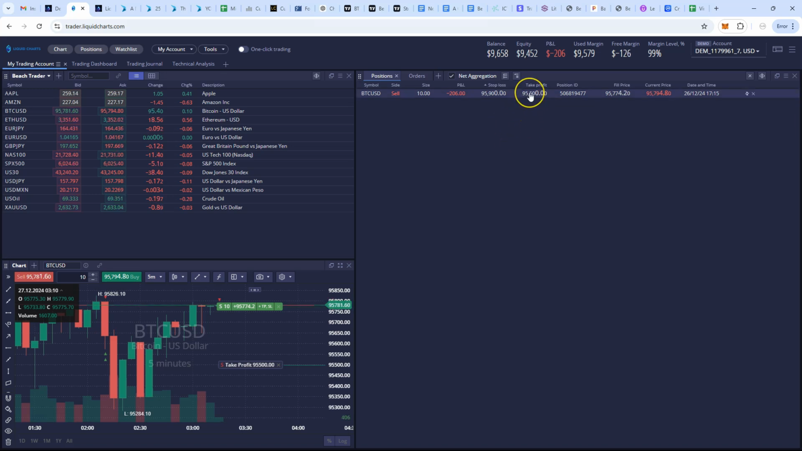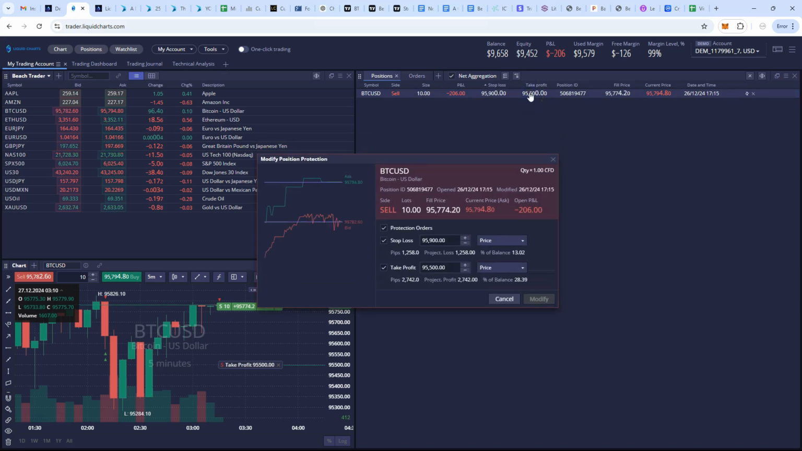You could always go back in and modify it by just clicking on the trade like that anywhere on the trade, and then it will pop back up like this real simply.